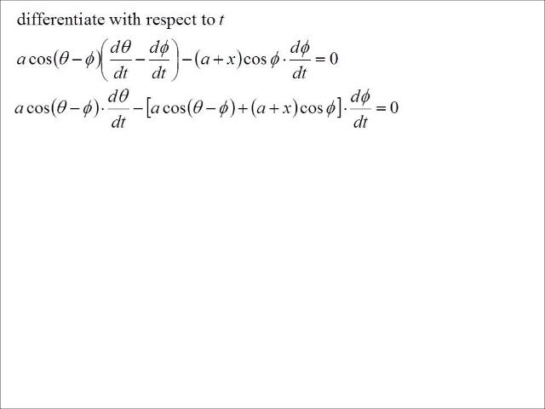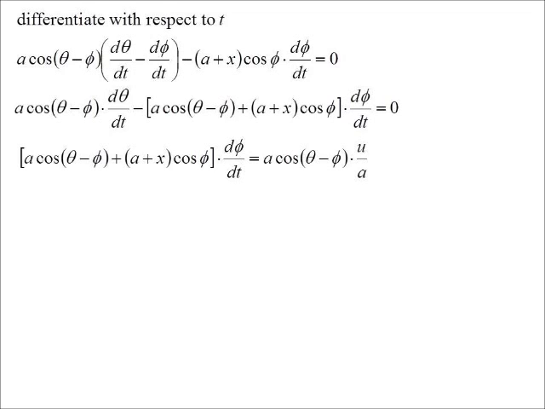So let's group the phi to t's together and the theta to t's together. Well, there's only one term in there that's times the theta to t, that's the a cos theta minus phi. Then everything else is actually times the phi to t. And so I've grouped it and gone, well, that's minus a cos theta minus phi plus a plus x cos phi. Okay, remember we're trying to make the phi to t the subject, so I'll move that to the other side.